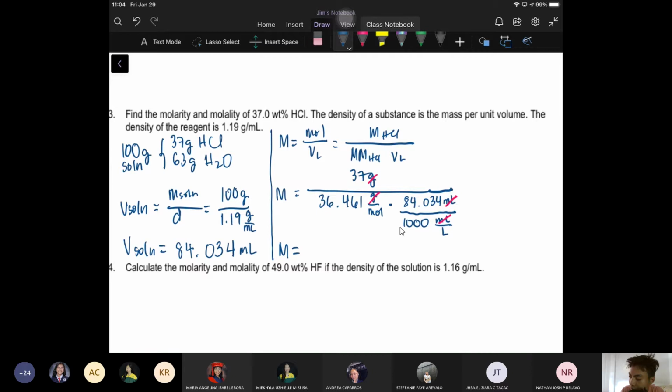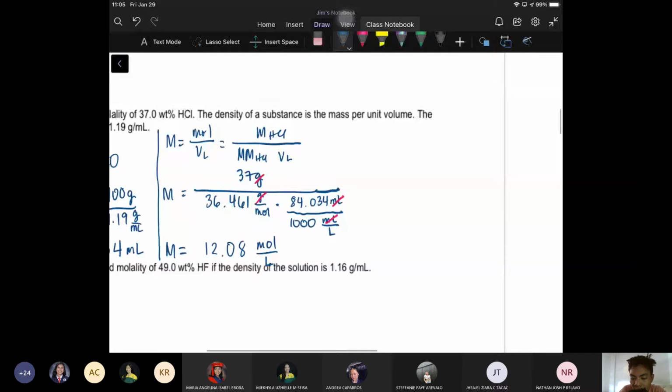So molarity is, huwag nyo i-mental yan, may calculator. Okay, so the molarity in 2 decimal places, yun yung final answer natin, 12.08 mole per liter. Ayan. So, we're almost done.